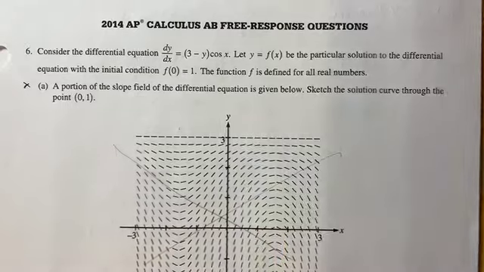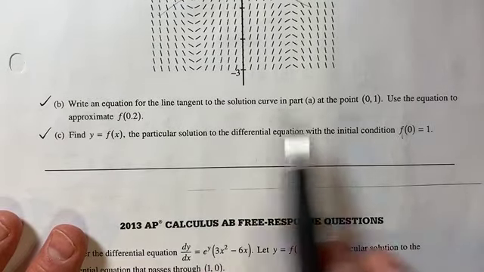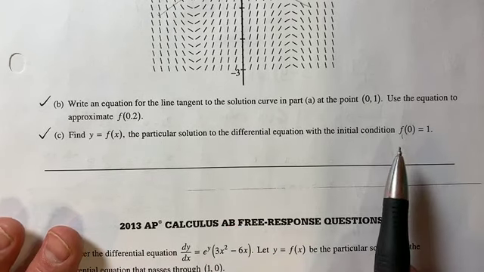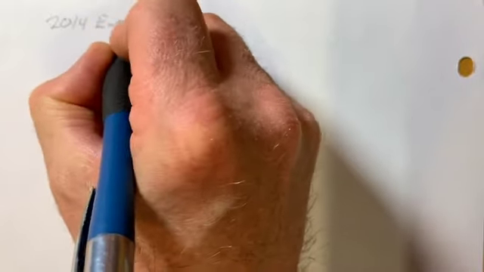Okay. So part b, it says write an equation for the tangent line. Use the equation to approximate this. And then they want to... This would probably be a good one to do. Okay, so let's give this one a shot. Here we go. So this is the 2014 exam.